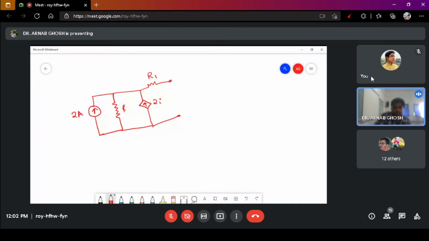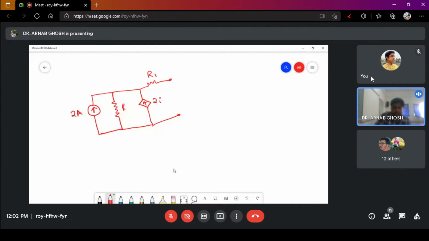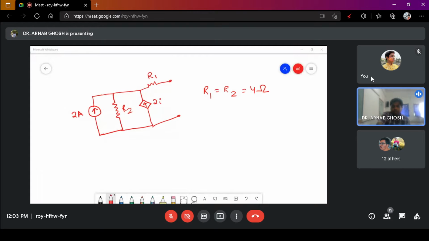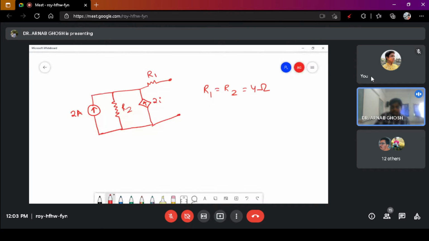It has been given to you that R1 is equal to R2 is equal to 4 ohms. So what you have to do is calculate the ISC and internal resistance across these two terminals. This is the same type of problem that we implement in the Norton's application.